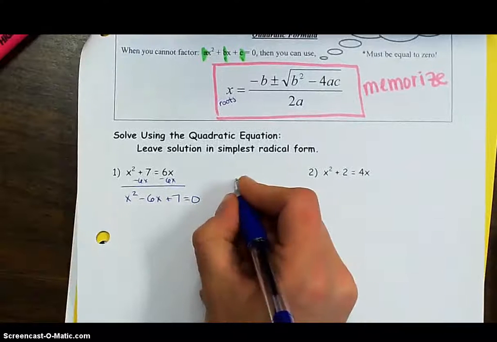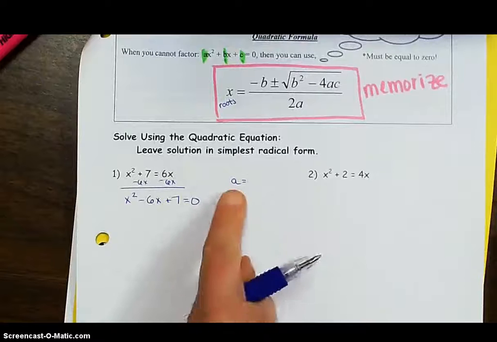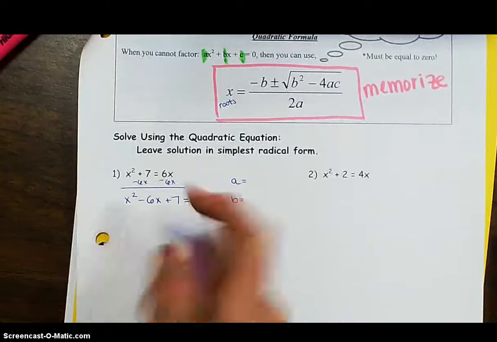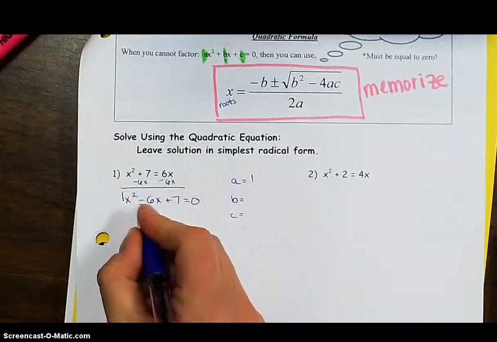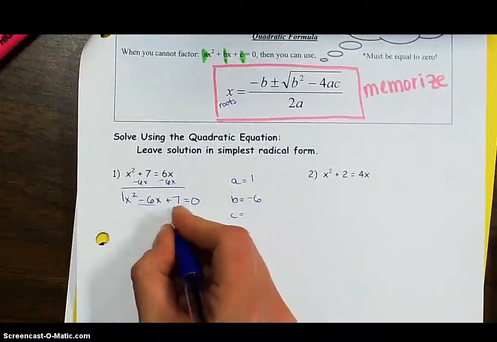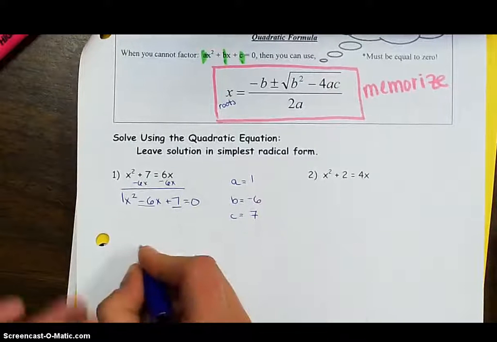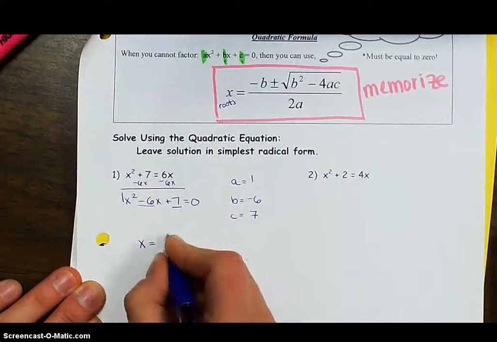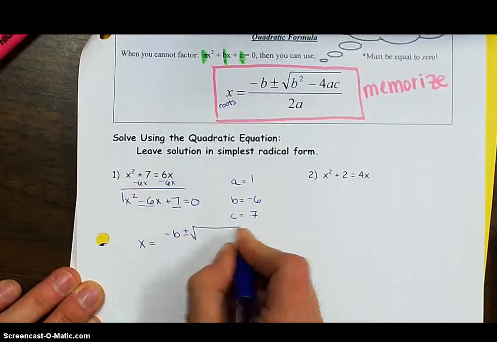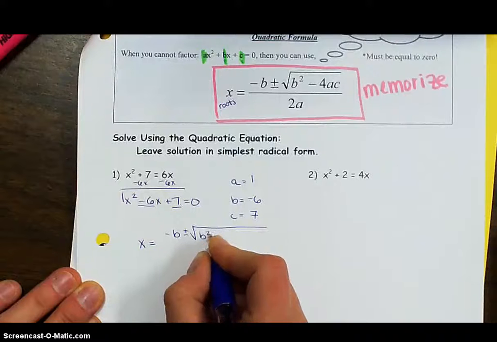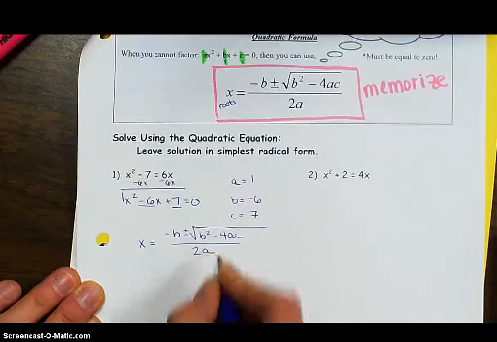So now what I'm going to do is go off to the side and write down what my a, my b, and my c values are. So my a is the number in front of the x squared. If there's no number there, there's a 1 there. So my a is 1. My b is the number in front of the x, which is negative 6. And my c is the constant, which is going to be 7. Now that I have my values, I'm going to rewrite my quadratic formula. So negative b plus or minus the square root of b squared minus 4ac all over 2a.